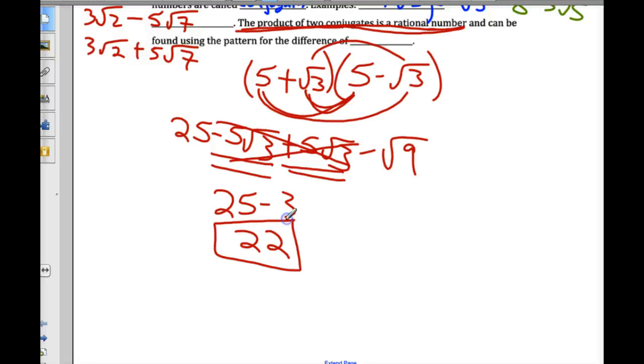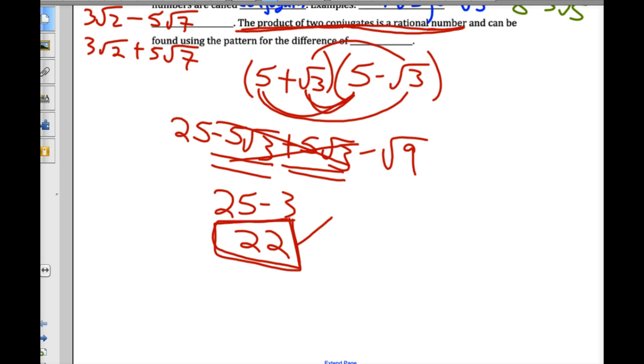So when you multiply a binomial by its conjugate, what will always happen? You get a rational number. It works every single time. So you always get an integer? Yeah, an integer, not a fraction. It could be negative, could be positive. That's good. Yeah, that's awesome.